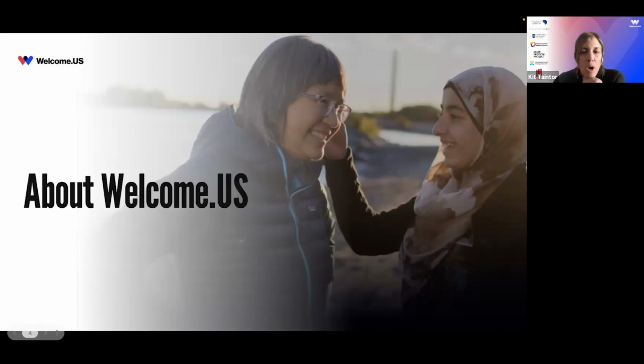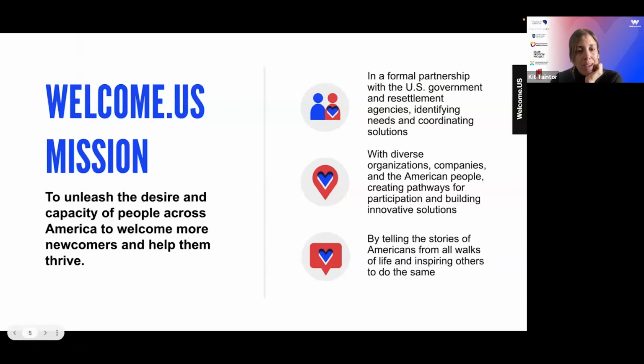I'd like to share a little bit more about our organization, Welcome.us. Welcome.us is built to ensure that every American who wants to be involved in acts of welcome can be. We believe that the generosity of the American people far exceeds the limited capacity to welcome newcomers fleeing persecution and violence here in the United States. And we know that when you offer an opportunity to engage with newcomers, especially through the powerful nature of sponsorship, people from all walks of life lean in.